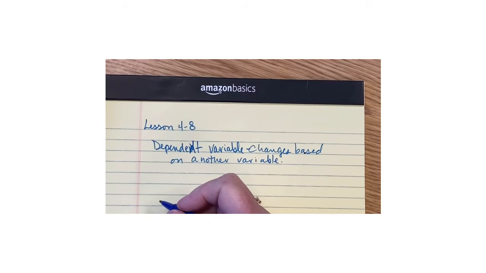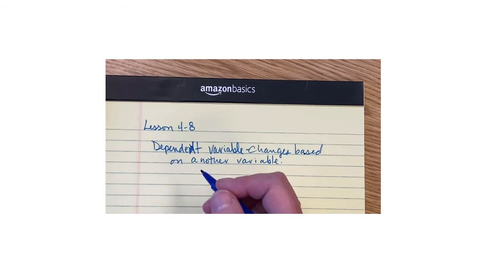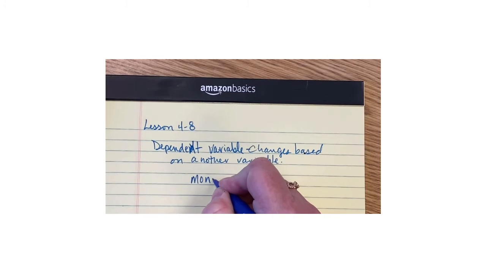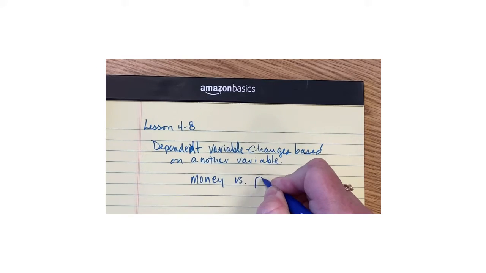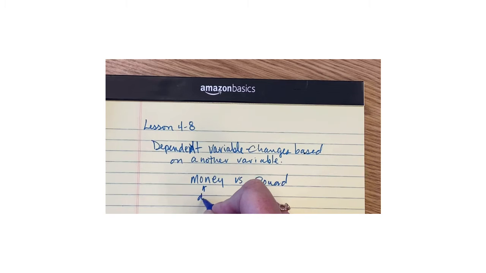So an example of that is on page 236. We have the amount of money taken in depends on the number of pounds. So the dependent variable is the amount of money. So money versus pounds. So this one is dependent.